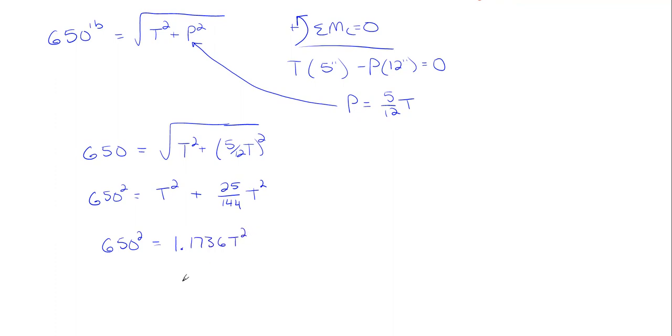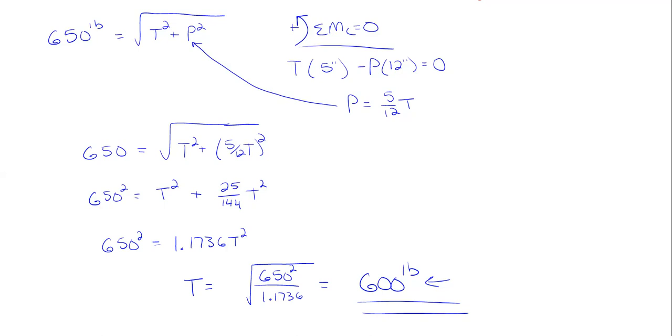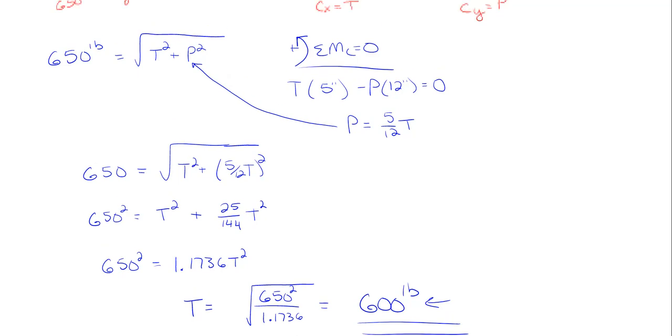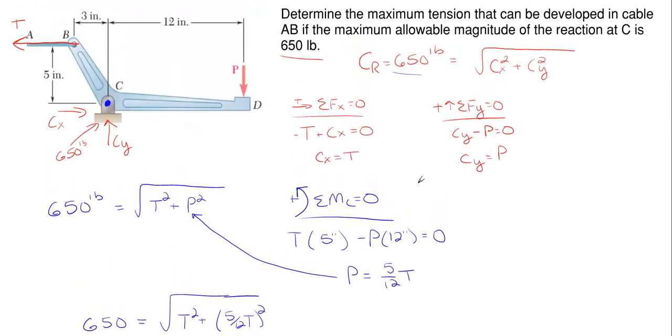1.1736 T squared. So let's rearrange and solve for T, our tension force, which is going to be 650 squared divided by 1.1736. And then you square root that because of the square of the T, and we end up with 600 pounds of tension force in that cable. And that's how you would solve that particular problem, utilizing the relationship of equilibrium of rigid bodies, utilizing the reaction relationships, and solving down into one unknown variable.